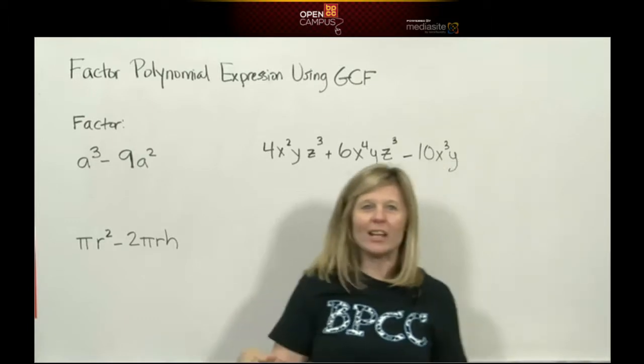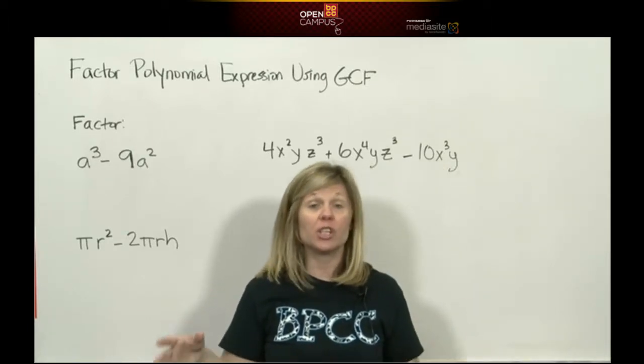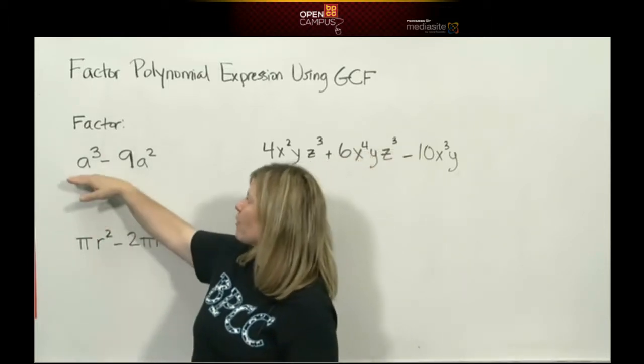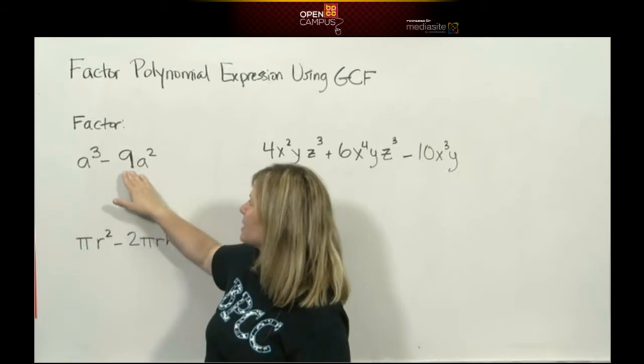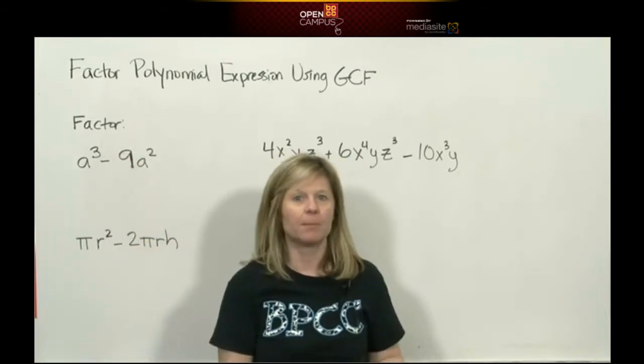Okay, so we are ready to officially start factoring a polynomial expression using the GCF rule. Remember, polynomial means many terms. So my first expression is a cubed minus 9a squared. Now understand why I'm saying factoring now and not simplifying.